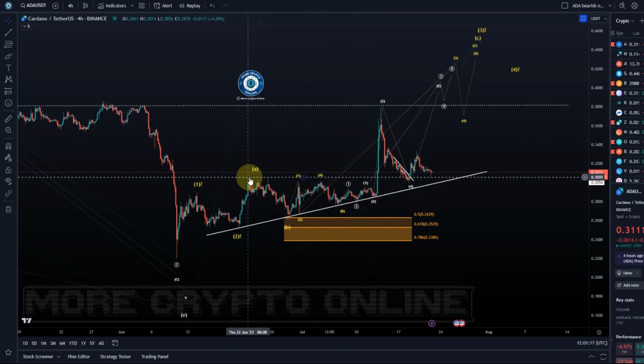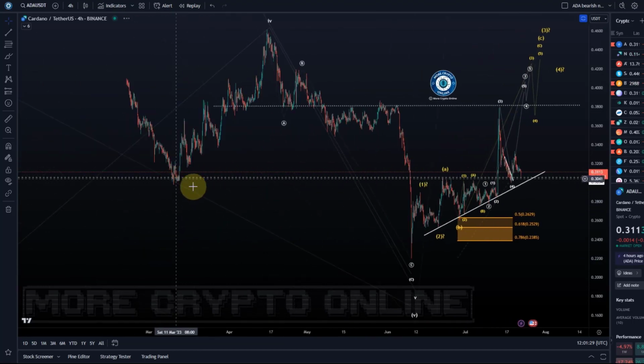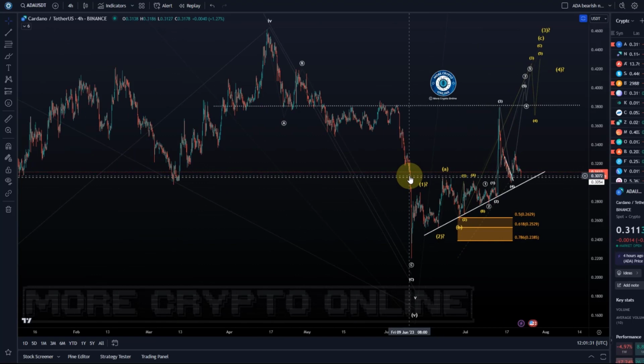This was the breakout point from down here, from this, let's say, ascending triangle, you could actually say. Yeah, we had a bit of an ascending triangle here. ADA broke down initially here on the 10th of June, 9th of June. We had a sell-off candle here and a lot of additional volume that came down.